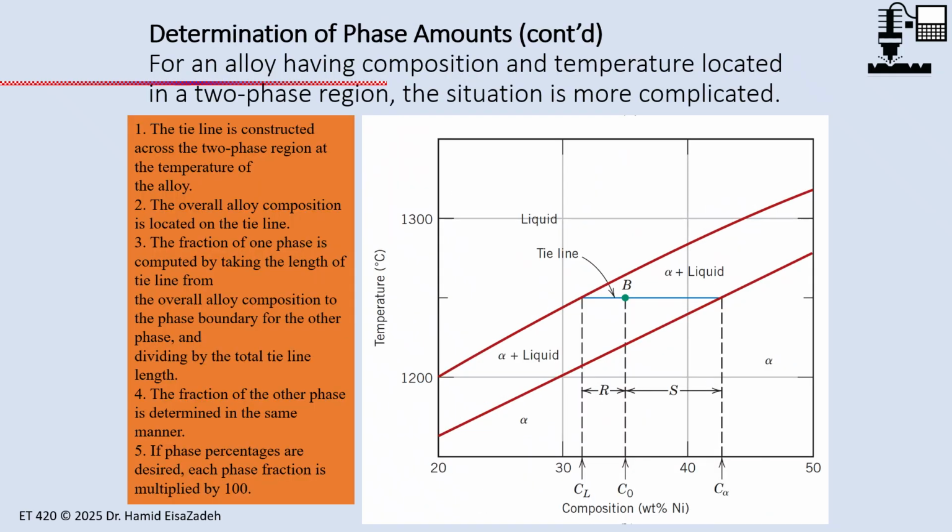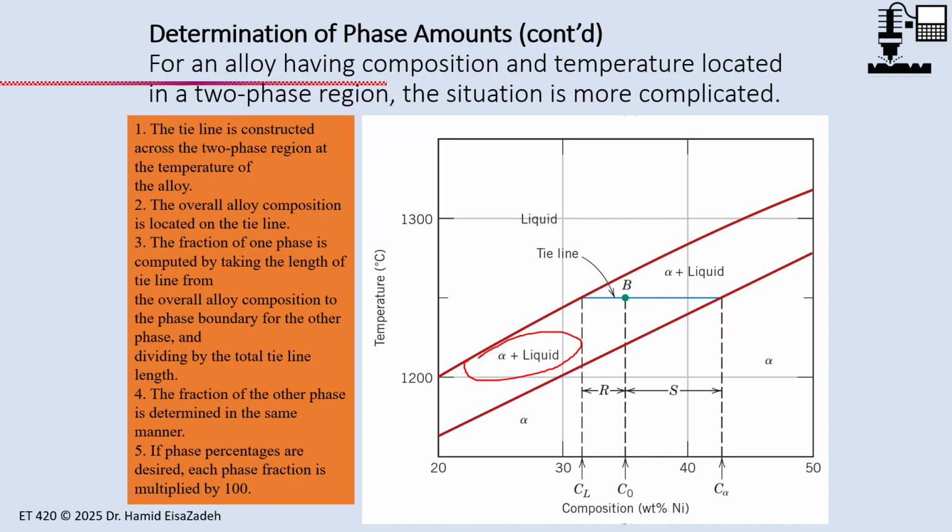Okay, here the instruction is written for you later. You can download the PDF file of this presentation in the Blackboard and follow this instruction to determine the amount of phase when you are dealing with two phases. For example, in this case we have alpha. Alpha is a solid solution of copper and nickel, right?